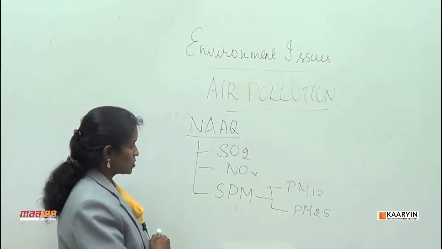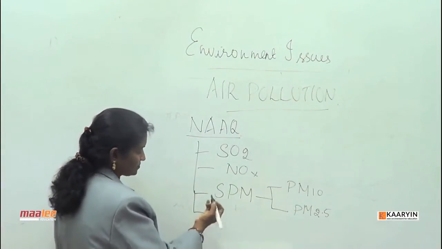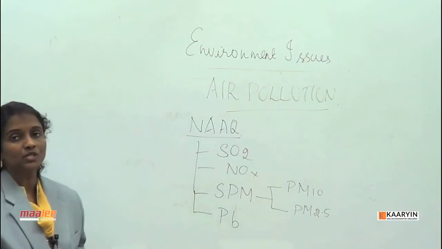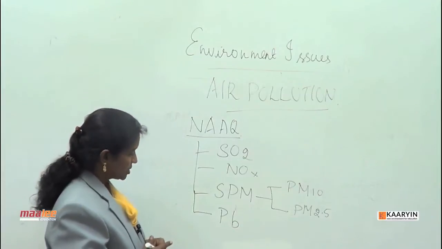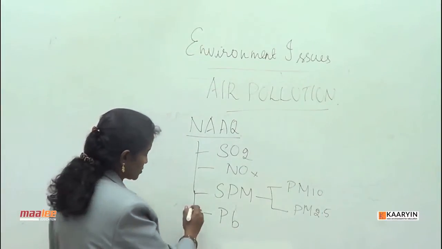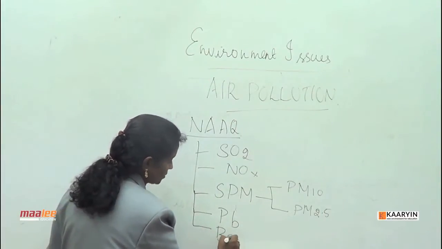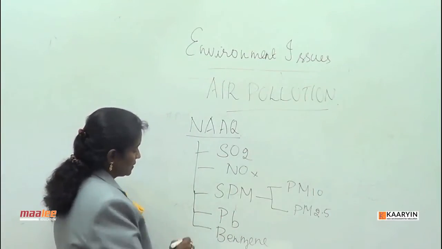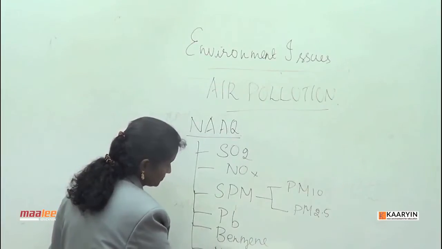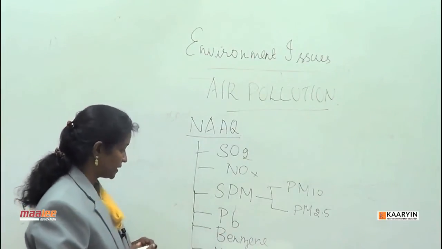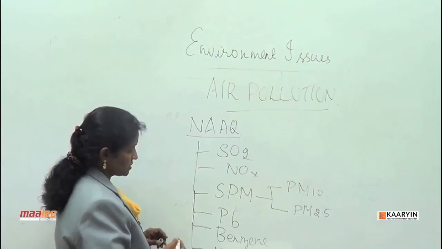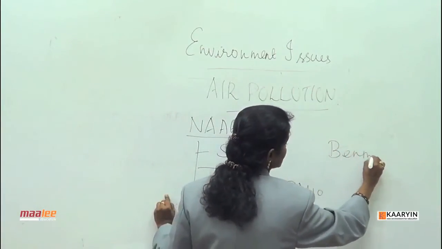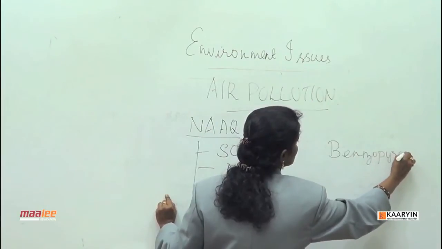Then we also have the presence of lead, and now that we have started using unleaded petrol, the lead emission has come down. Then the presence of benzene, that is a volatile organic compound, and then ammonia. Lead, when it is present, is fatal. Then we also have dioxins and benzopyrenes. As a result of burning, we have benzopyrenes and dioxins. These compounds are also present.